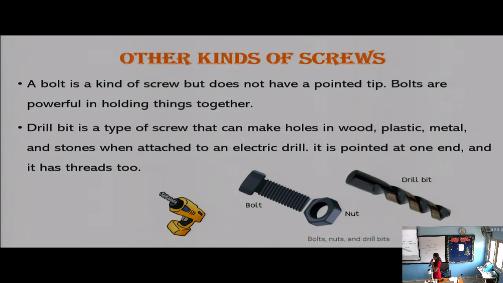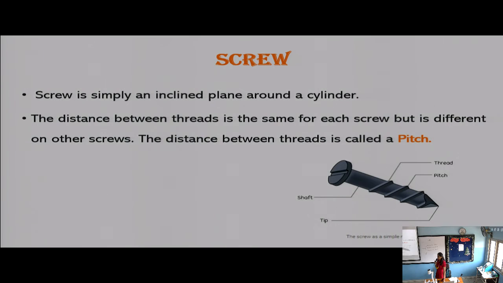And in screws you have different types. This is called bolt. And this type is called drill bit. For this bolt, it has a nut to close it. And for this, it doesn't have any nut. These are different types of screws. Understood? So, did you understand all the simple machines?